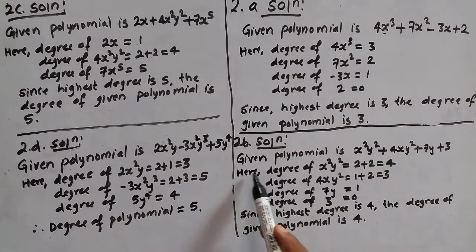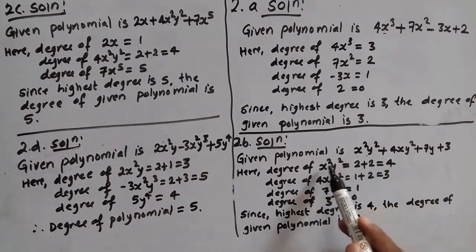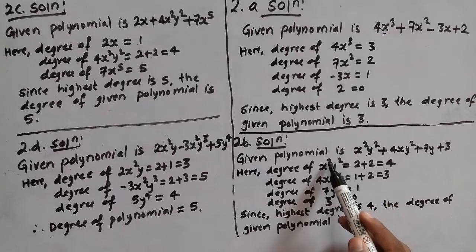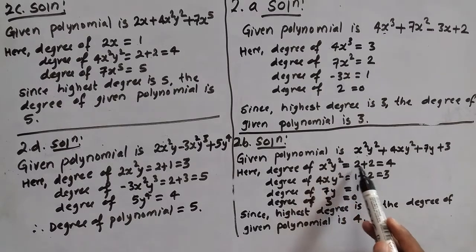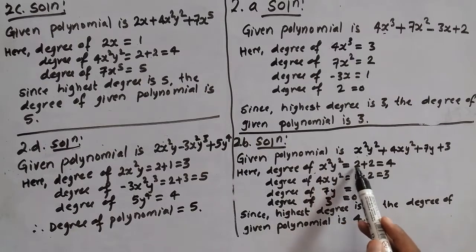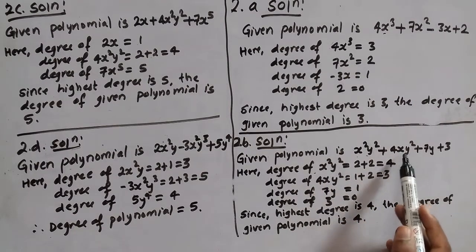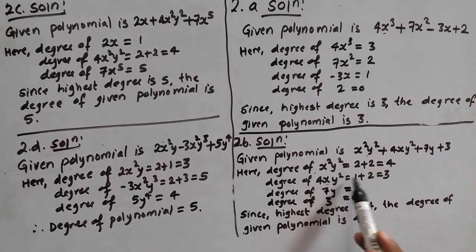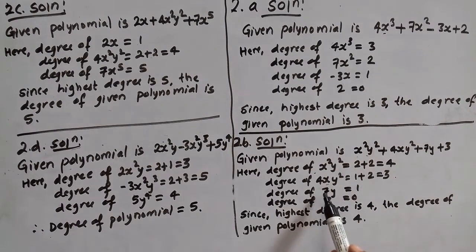In question 2b, both x and y are variables, so we have to add both powers, or both degrees, so that we can find the degree of the whole term. 2 plus 2 equals 4. The degree of this term is the degree of x plus the degree of y, 1 plus 2 is 3. And for 7y, y has degree 1, so the degree of the term 7y is 1. The degree of a constant term is always 0.